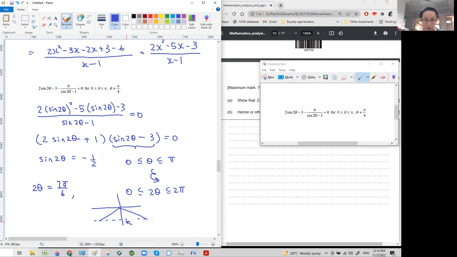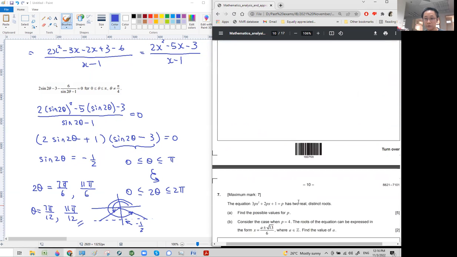If I draw this on, this is the negative half. This is the 210, and then this is the 330. Of course, we have to use radians. And then we just finalize the answer by dividing by 2. So those should be the answers.